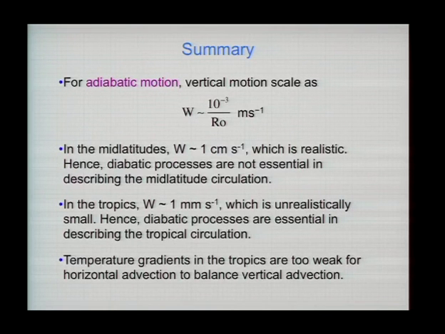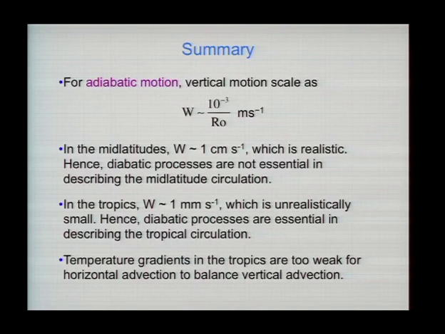But then he said, let's assume adiabatic motion, let's assume the diabatic effects are unimportant. And then we found that the vertical motion scaled like 10 to the minus 3 divided by a Rossby number. So if we're in the tropics, and the Rossby number is, let's say, 1, we've got 10 to the minus 3, which is a millimetre per second. In the mid-latitudes, the Rossby number is small, so we have about a centimetre per second. So it worked out well for the mid-latitudes, but not so well for the tropics.